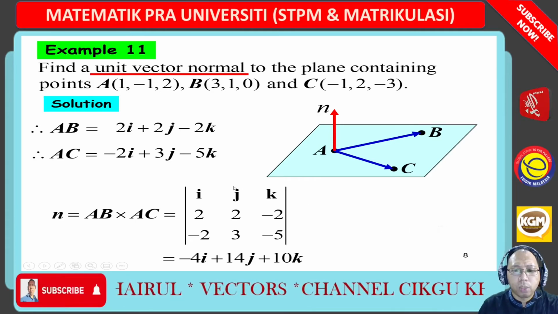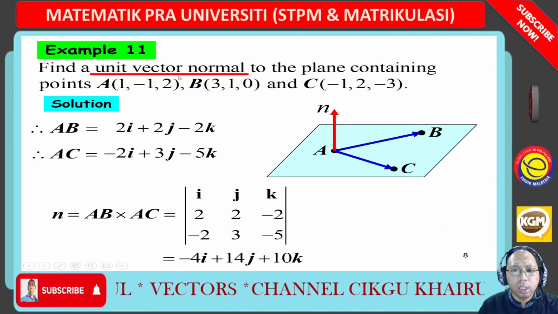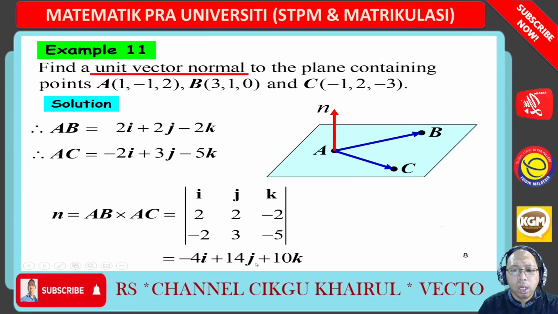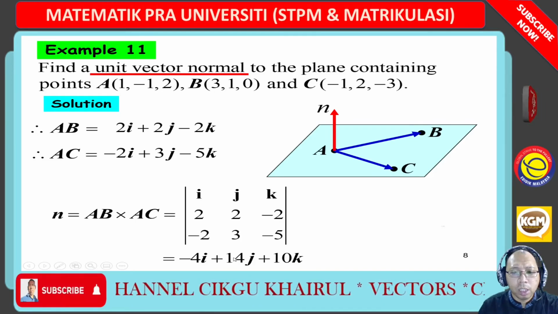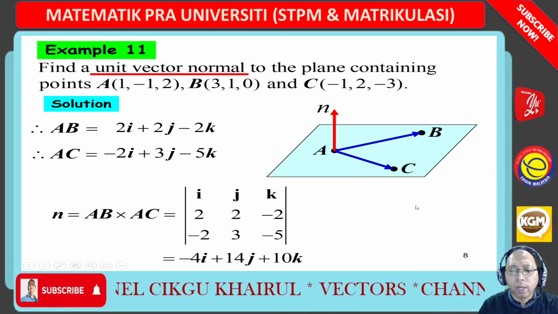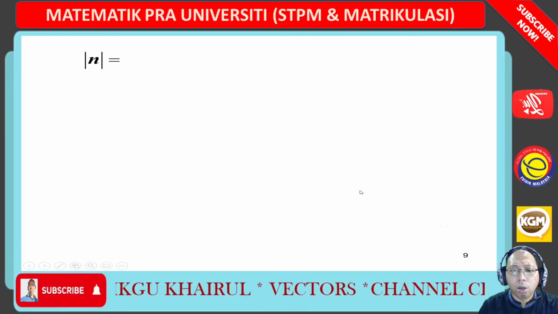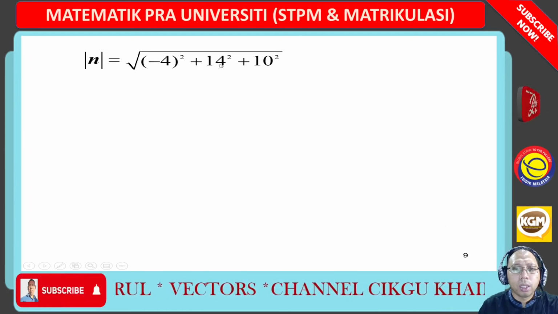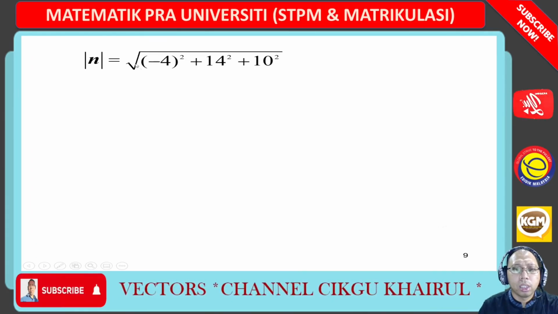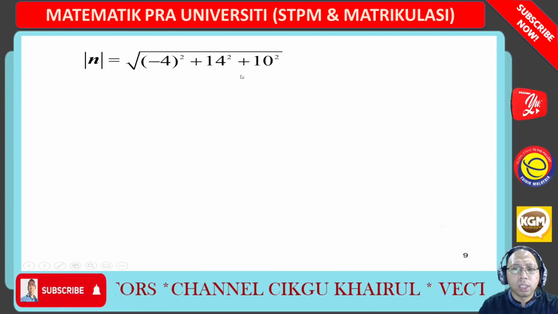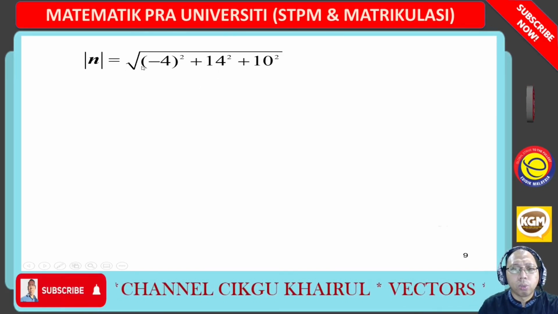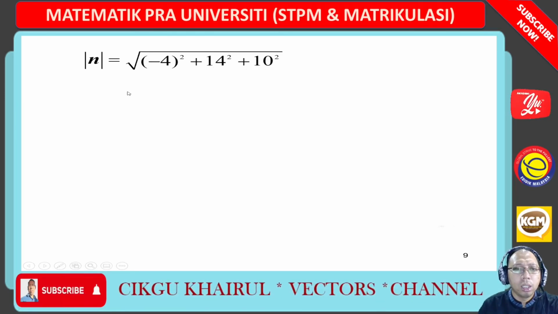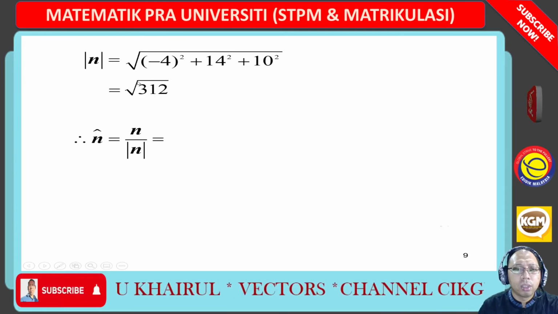Okay. But the question asks to find a unit vector normal. Now we have the vector. A unit vector is the vector divided by its magnitude. So from here we need to find the magnitude of the normal vector. So negative 4 squared plus 14 squared plus 10 squared. This is the coefficient of I, coefficient of J, and coefficient of K. So we square each coefficient, and we total, then we get the square root of 312.